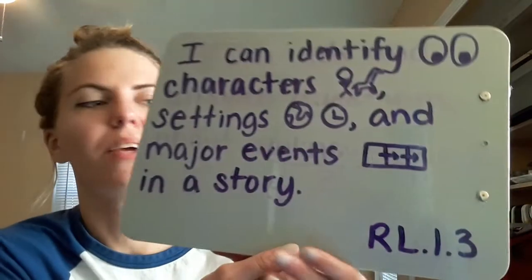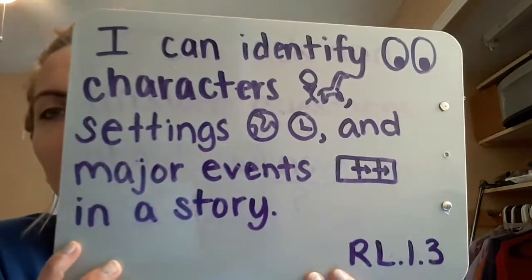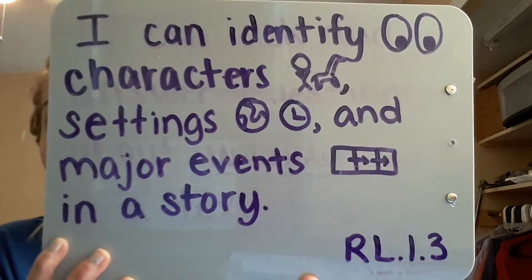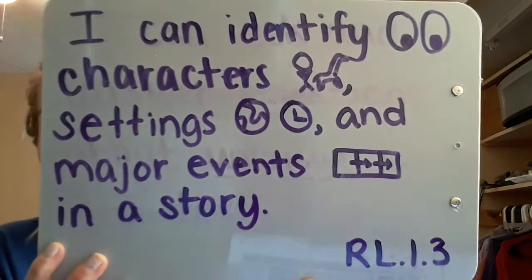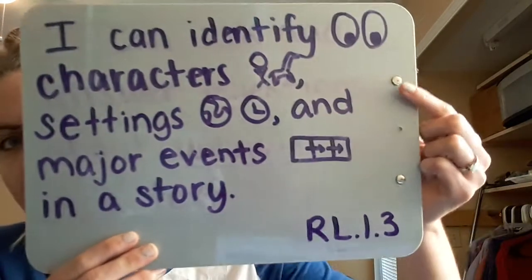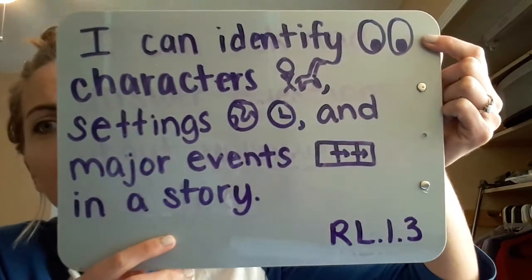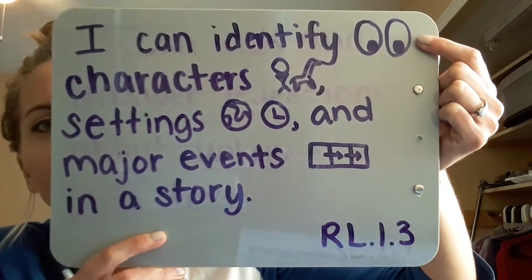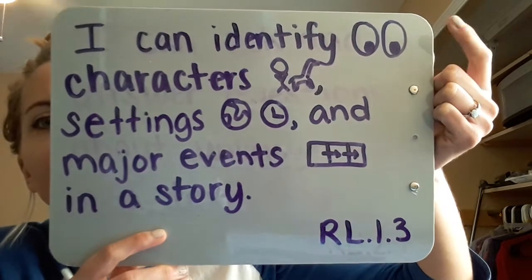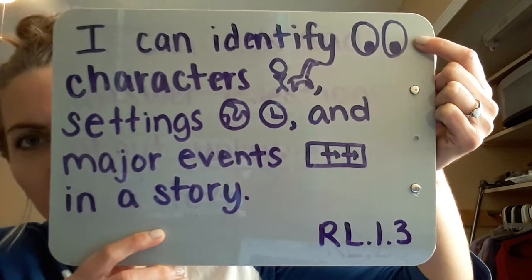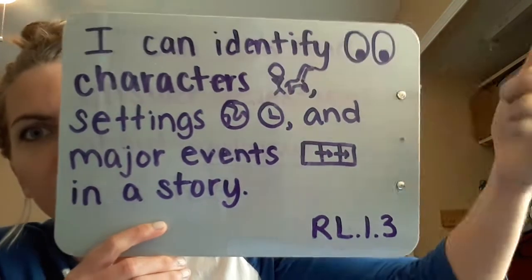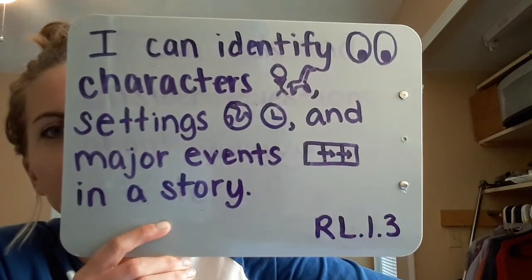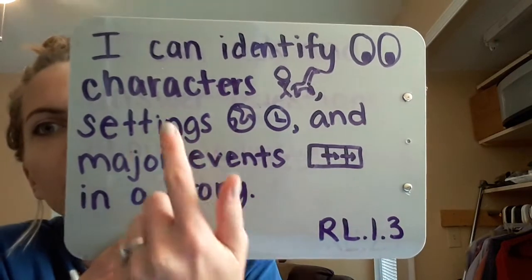Welcome back. Today we are discussing standard RL 1.3. I can identify characters, settings, and major events in a story. So remember, identify is a fancy word. It just means that I can tell you about or I can look at. So I'm looking at the characters, the settings, and the events, and then I'm just going to tell you about them. So I'm going to be able to say, yep, that was the main character, or yep, that's where the story took place.